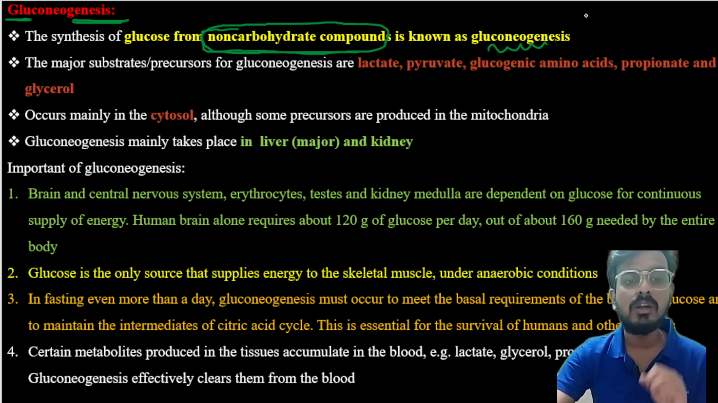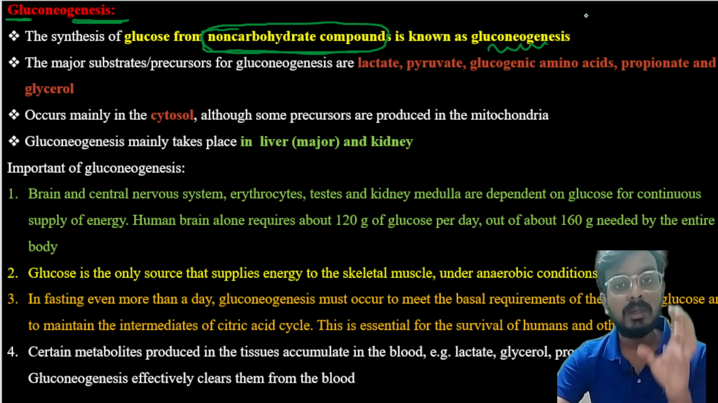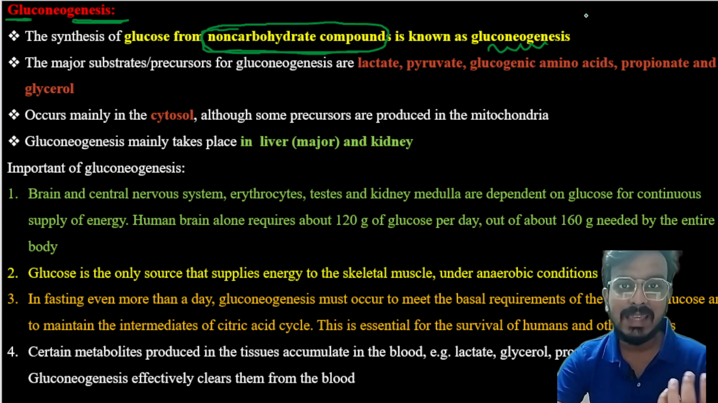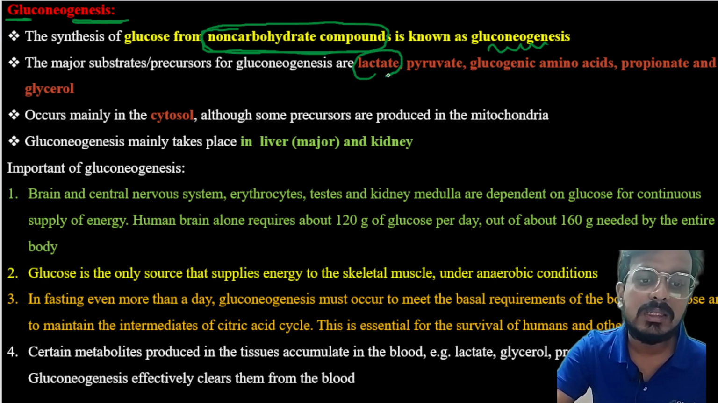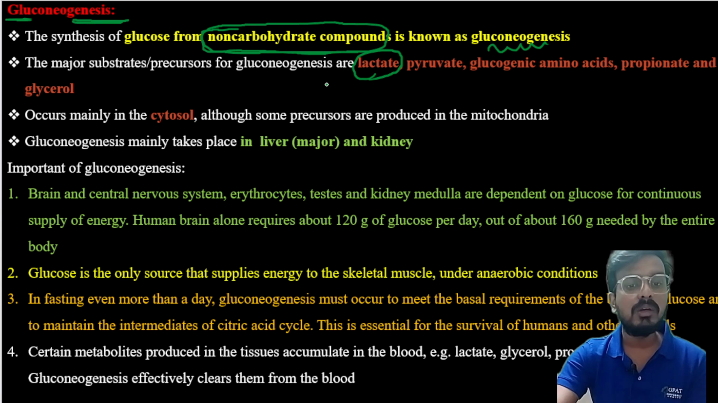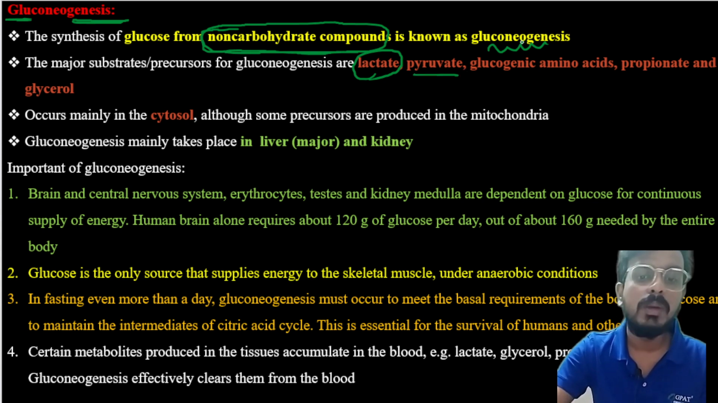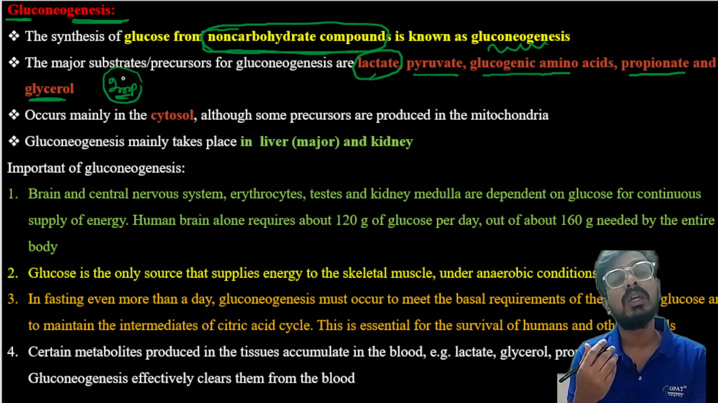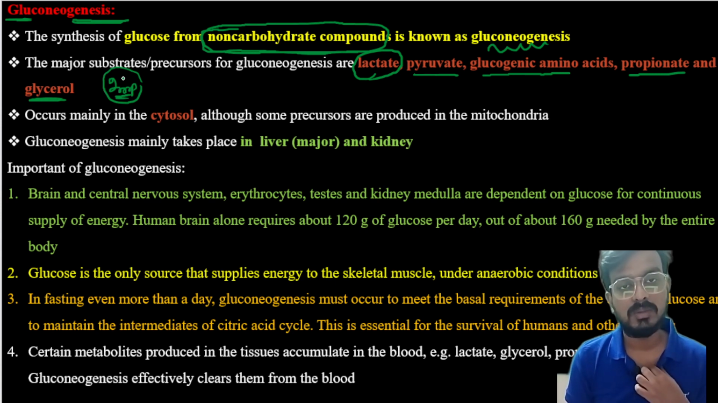So what are the main questions asked in different exams? What are the precursors or substrates for gluconeogenesis? That means from which molecules the gluconeogenesis process can be carried out, like lactate. You know lactate is synthesized from glucose under anaerobic conditions. Also pyruvate, glucogenic amino acids, propionate and glycerol. These basically act as substrates for gluconeogenesis. This is very, very important from the exam point of view. You can get a question like which of the following is not a substrate for gluconeogenesis.